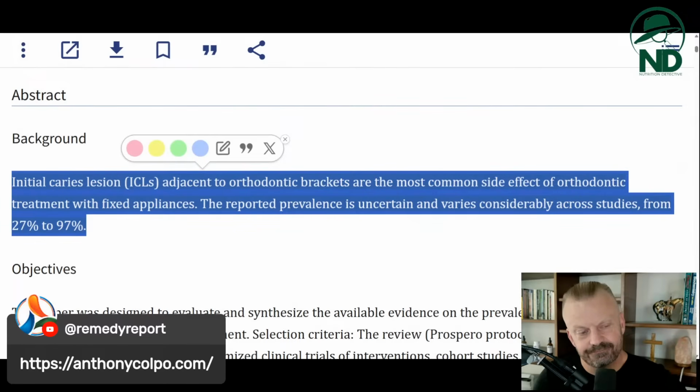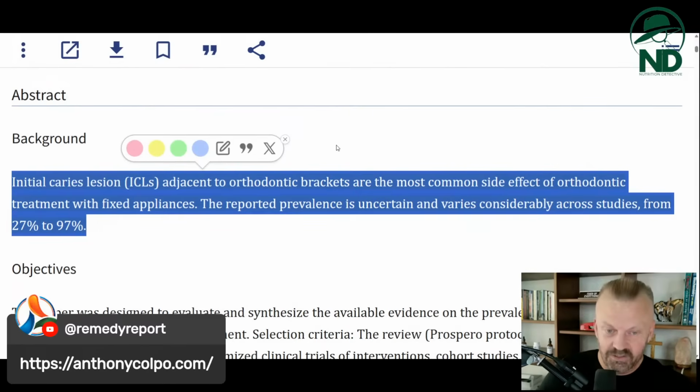97%. I'm amazed I didn't get cavities through my orthodontics. But I do think it led to other health issues later. That is why I'm now doing what I do.